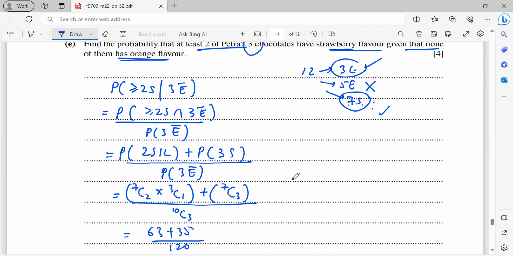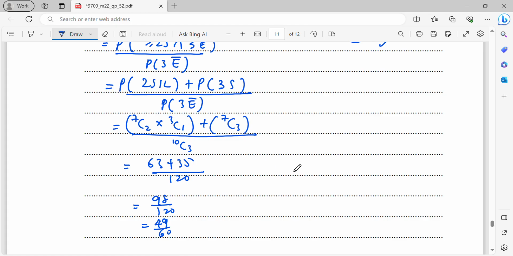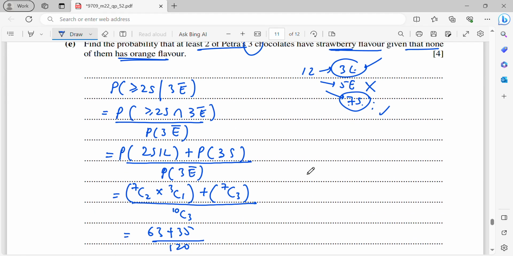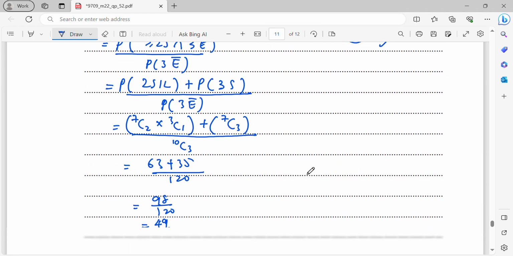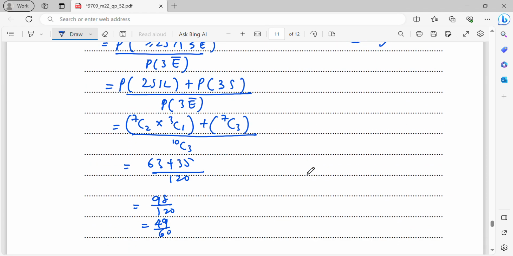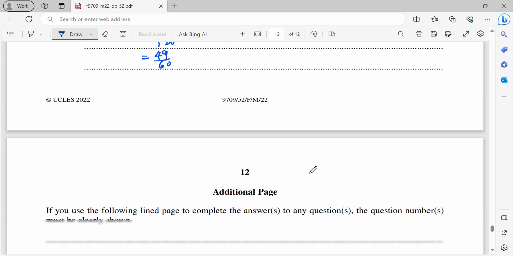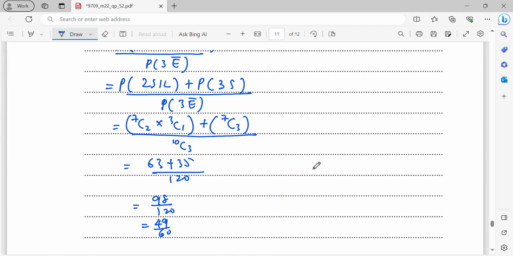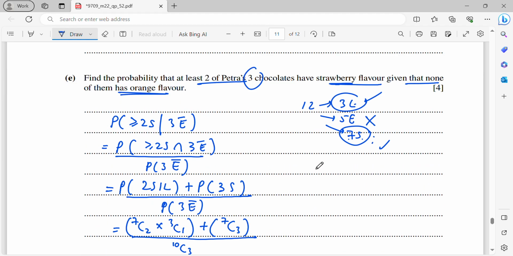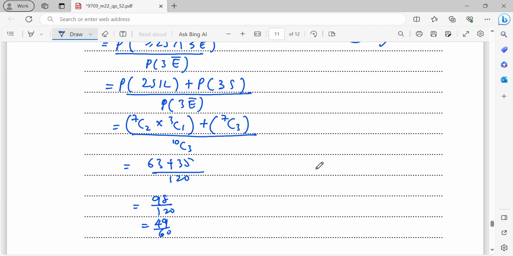Okay, I'm using the combination method to solve this question. So that's the solution of this question. Alright. So this is also the end of the question of this paper. Right. We have come to the end of the video.